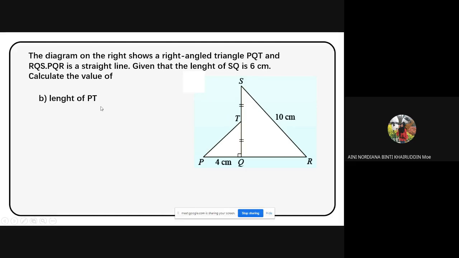Next, length of PT. So this is PT. PT is the hypotenuse. So if you want to calculate the hypotenuse, you just add these two sides square. Since this is 6, TQ is 3. So 4 square plus 3 square. Don't forget your square root. Use the calculator, you will get PT equals 5.